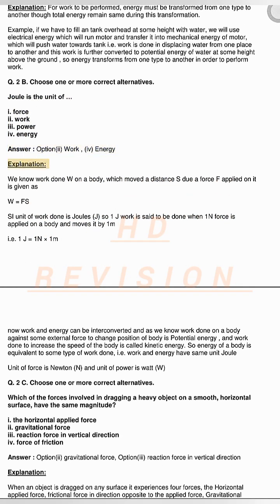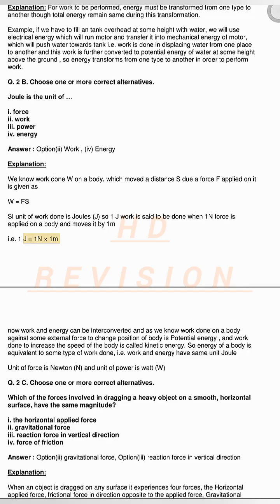Explanation. We know work done W on a body, which moved a distance s due to a force F applied on it, is given as W equals Fs. The SI unit of work done is joules, J, so 1 J of work is said to be done when 1 N force is applied on a body and moves it by 1 meter, i.e. 1 J equals 1 N times 1 meter.